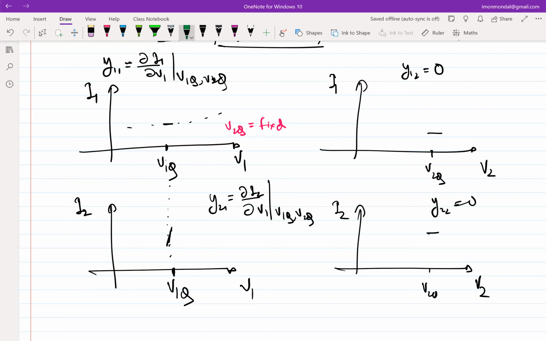So again, you should note that all these plots are valid. The only inference that we can make from the incremental y parameters while we are trying to recreate the full IV characteristics is the fact that we can only make a judgment on the slope of the plot around the quiescent point, right?